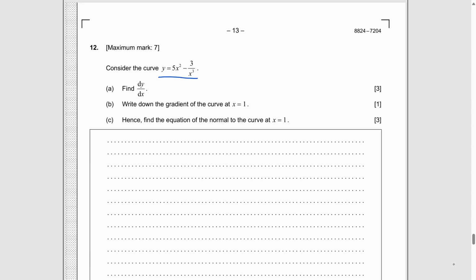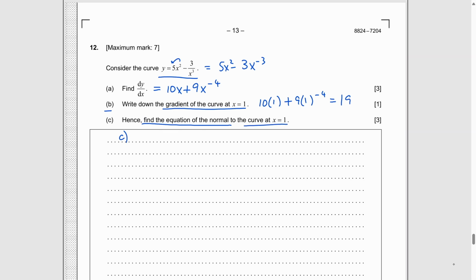Question 12. We have a curve and we want to find the derivative. Put the index in front and reduce the index by 1. Simple work. Part B. We need to find the slope at x equals 1. Just substitute x by 1 and get 19. Part C. We need to find the equation of the normal at this point. The slope of the tangent is 19, so the slope of the normal is the negative reciprocal.